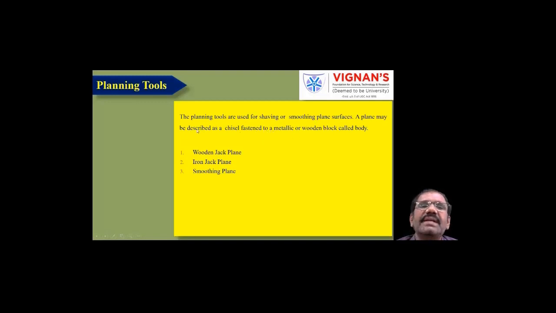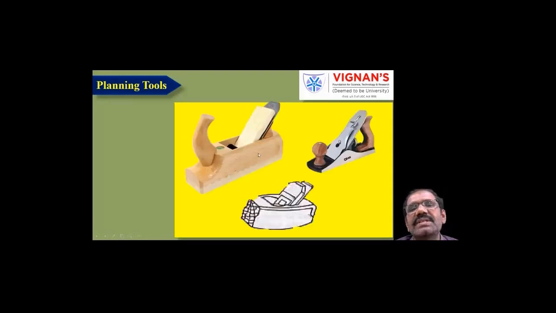The plane, or jack plane, or planing equipment, is made with a chisel which is fastened to a metallic or wooden block or body. There are three types: wooden jack plane, iron jack plane, which we will see in detail, and smoothing plane. See this one, this is wooden.